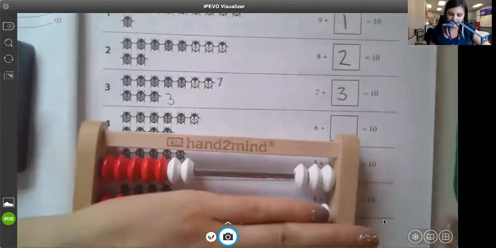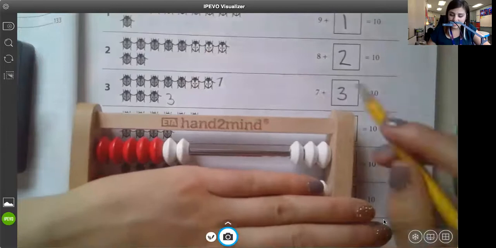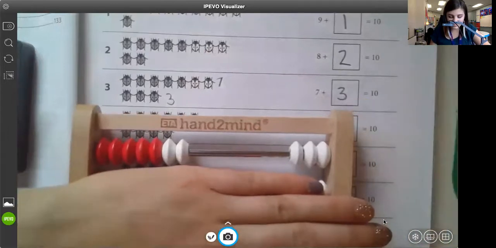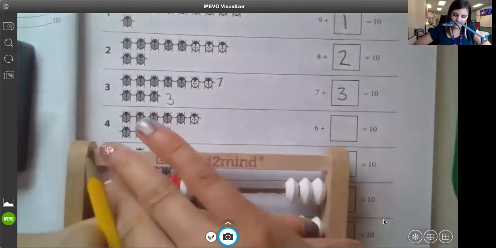For some reason, I don't know why they're showing the red ladybugs. I kind of like to look at it like this. How many are on the opposite side? 3. Is that the answer? Yeah. So let's actually just keep looking at the top portion. All right, I'm resetting the ladybugs.